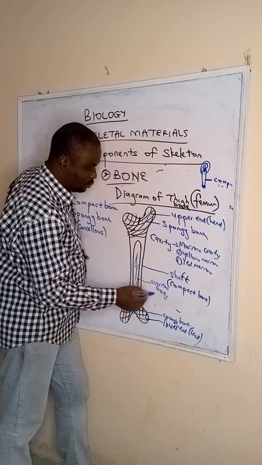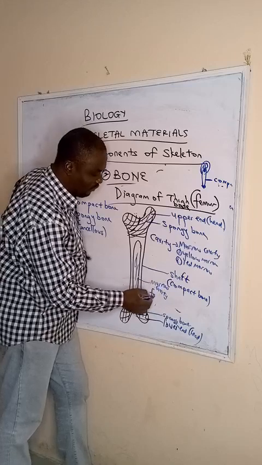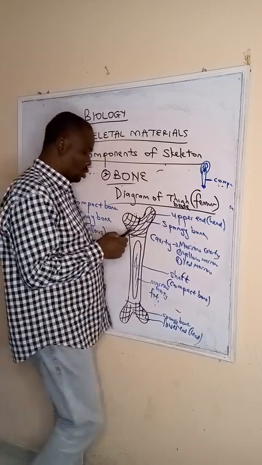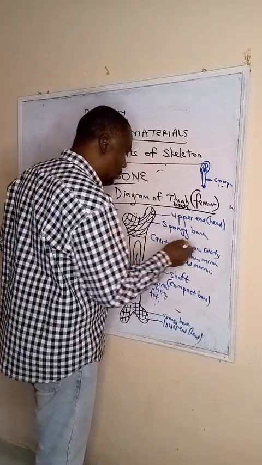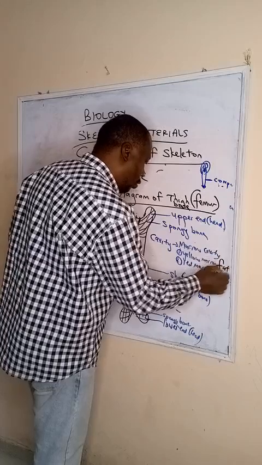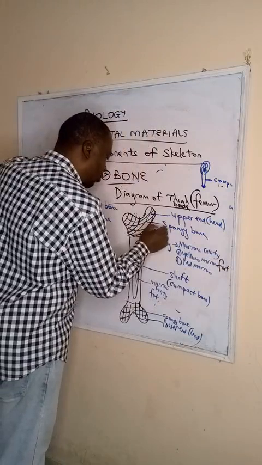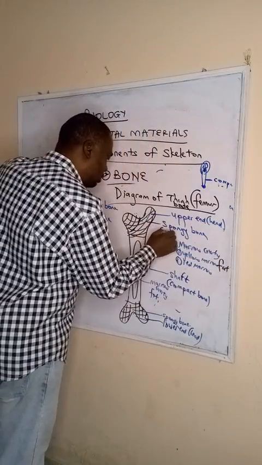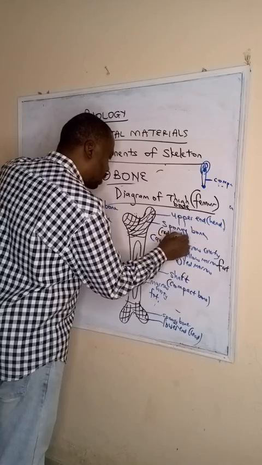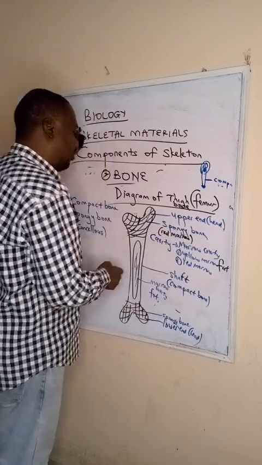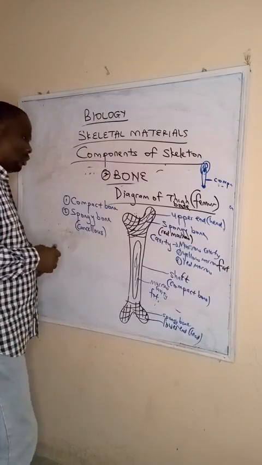Yellow marrow contains fat, while the red marrow produces blood cells. The red marrow produces blood cells.